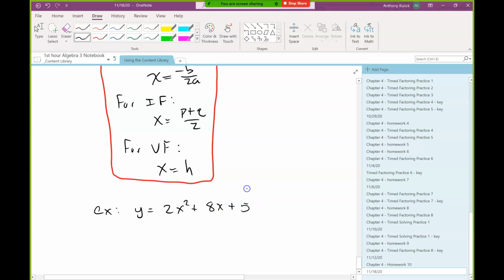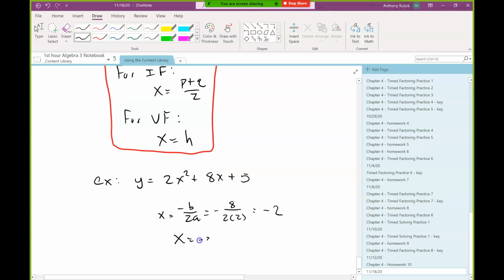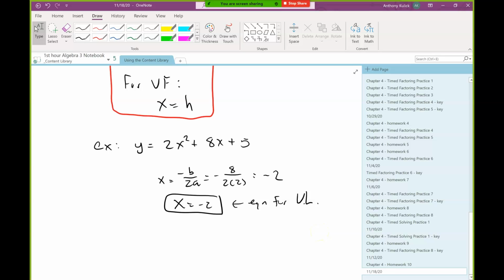So if it's standard form, I need x equals negative b over 2a. So in our case, b is 8 and a is 2. So 8 divided by 4 is 2, and then we had a negative sign still out front, so it's negative 2. So we just have x equals negative 2. Remember, this is the equation for a vertical line, right? Not like a value for x. It's not like a solution to a problem. This is going to be a vertical line.